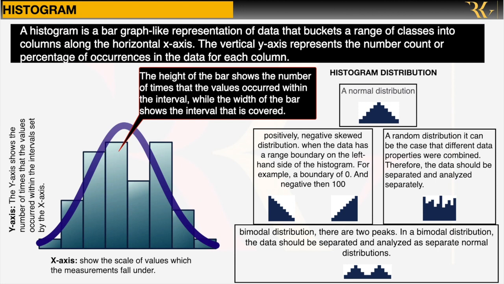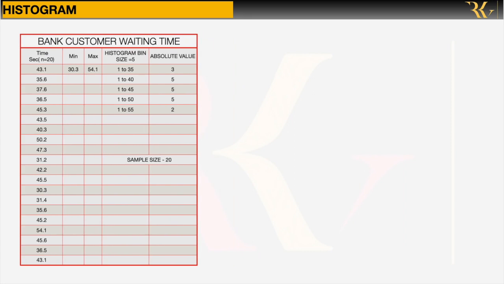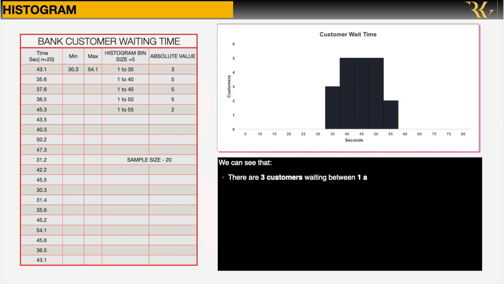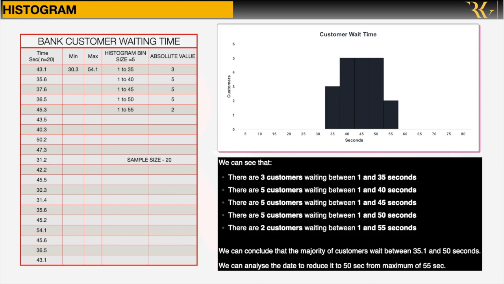In the example we can see that there are 3 customers waiting between 1 and 35 seconds, there are 5 customers waiting between 1 and 40 seconds, there are 5 customers waiting between 1 and 45 seconds, there are 5 customers waiting between 1 and 50 seconds, there are 2 customers waiting between 1 and 55 seconds. Now, we can conclude that the majority of customers wait between 35.1 and 50 seconds. We can analyze the data to reduce the waiting time to 50 seconds from a maximum of 55 seconds by taking different corrective countermeasures.